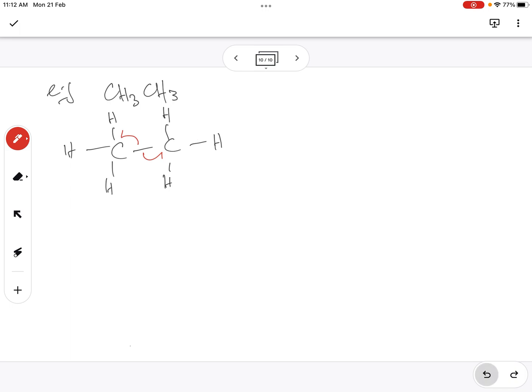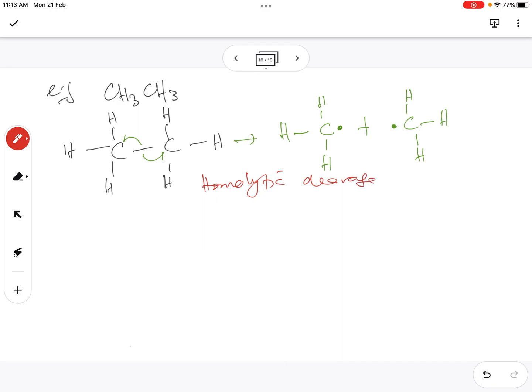So let's look at the first one. The first homolytic cleavage is here. So we will get this free radical, H3C dot plus CH3 dot. So bear in mind this is homolytic cleavage, and it occurs between atoms of similar electronegativity or non-polar bond.